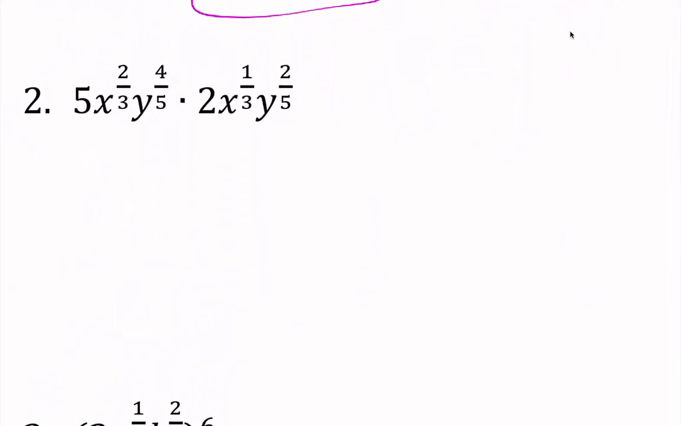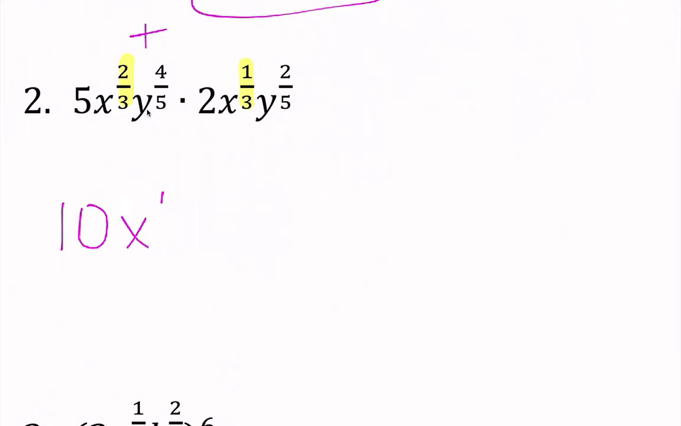Okay, so on this one, I know I'm going to do my constants first, the big regular numbers, and then I'll deal with my variables in alphabetical order. Okay, so 5 and 2, it's telling me to multiply. 5 times 2 is 10. I have x's here, I have x's here, so I'm going to add those together. So I take a 2/3 and I add a 1/3, that's going to give me 1. So I'm going to have x to the first power.